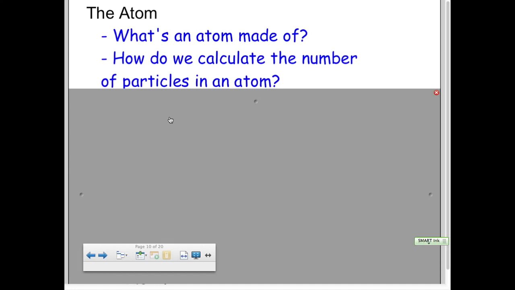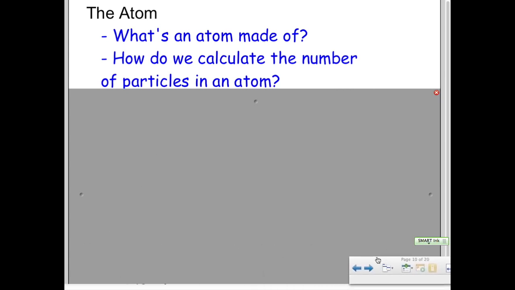Okay, let's begin our notes. Now, today we're going to be learning about the atom, what it's made of, and how to calculate the number of particles inside the atom, which is the protons, the neutrons, and the electrons. We're going to do notes a little bit differently, so you're just going to copy things the way that you see them on my screen. So let's go ahead and begin.